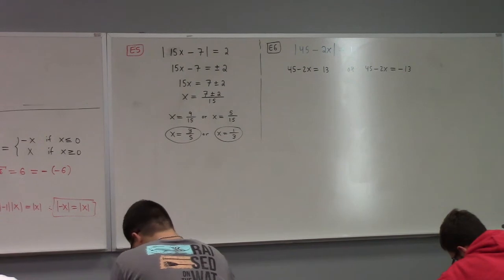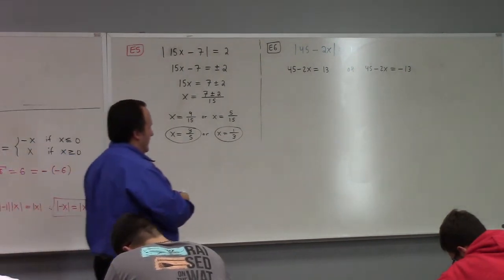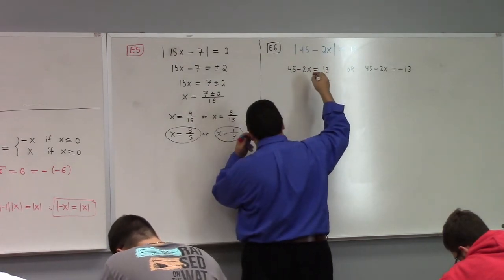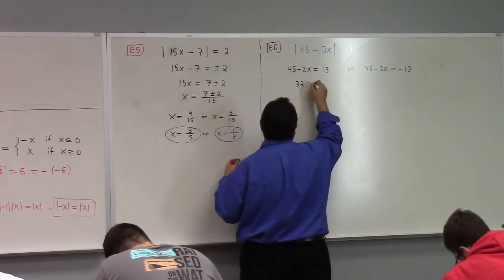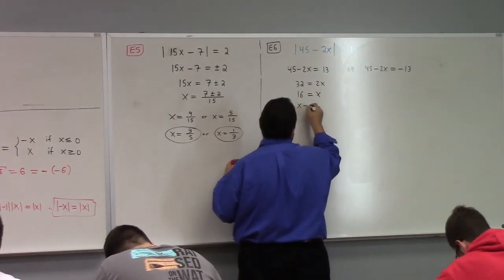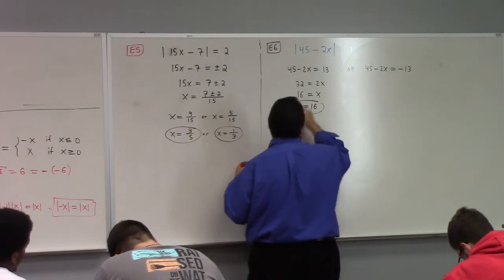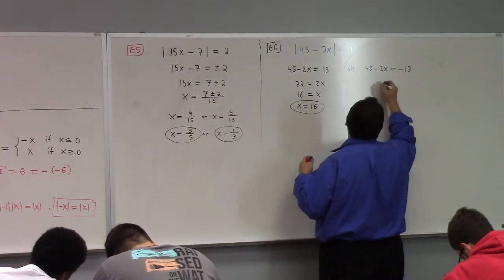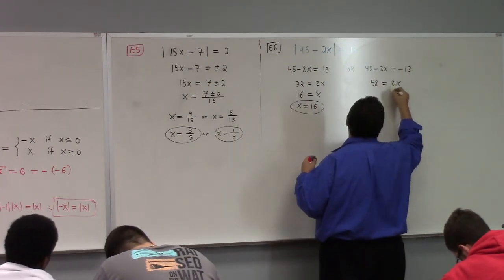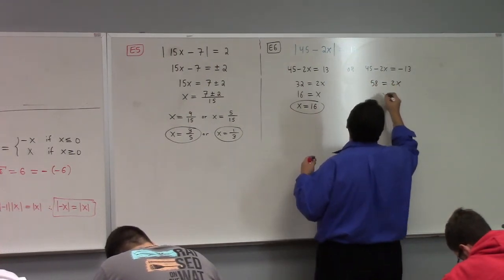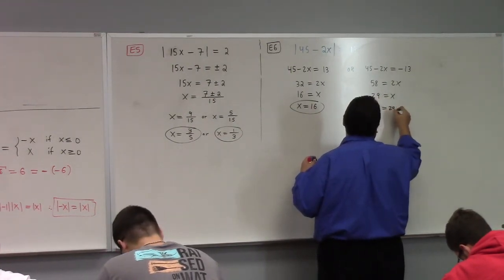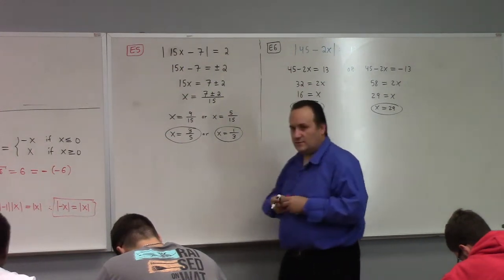You get it? Let me walk through this. This gives me 45 minus 13, which is 32, equals 2x. So 16 equals x, which I usually write as x equals 16. Or this gives me 45 plus 13, which is 58, equal to 2x, which gives me, dividing by 2, 29. So I get 16 and 29 here.